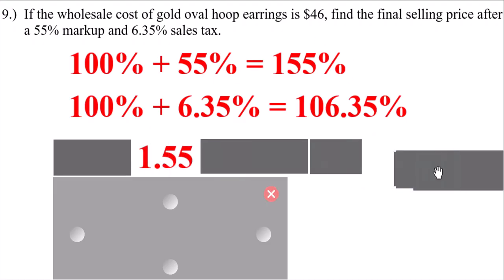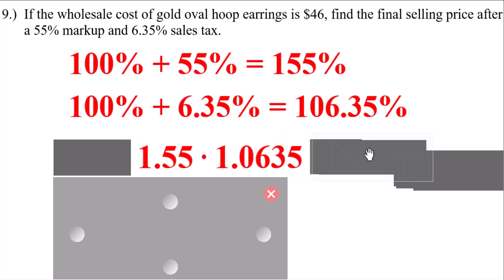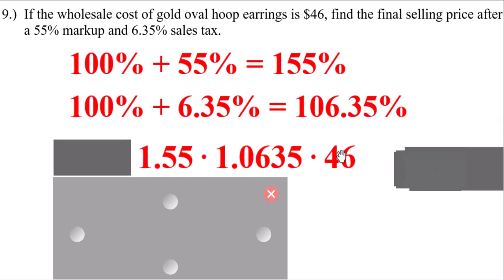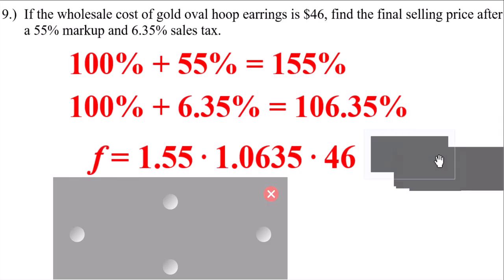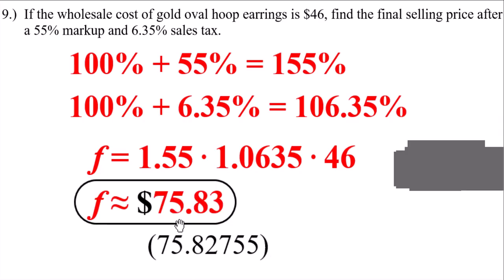Put those both in decimal form, 1.55, 1.0635 times the wholesale cost will then equal the final price. Using your calculator, round to the nearest cent, $75.83. If you botched this up anywhere, please feel free to hit pause and fix your work.